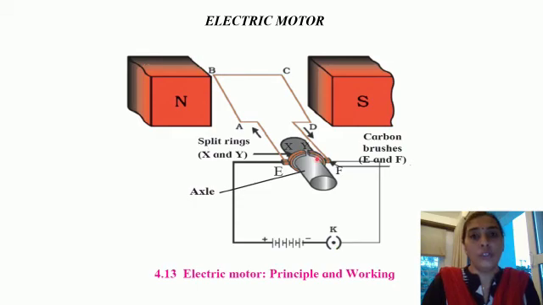So here what we find is when we plug the key, the current starts flowing, and you find that this rectangular loop comprising a large number of turns of insulated copper wire starts rotating. Along with it, these split rings also rotate, and so does the axle. But the carbon brushes will not rotate. They will be stationary, and they are the ones which will allow the flow of electric current to take place. So this is in short the construction of the electric motor.